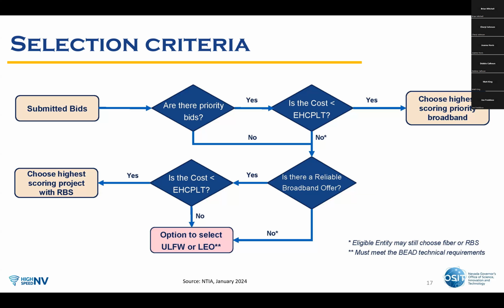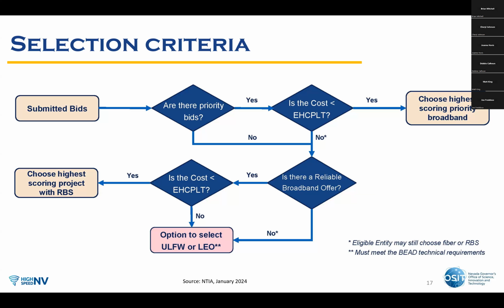If it is within the budget that the state has available for that grant area, that project area, then the state must choose that highest scoring priority broadband application. That is the end-to-end fiber application. If the priority applications are not within the budget or the extremely high cost per location threshold, then the state can consider, is there an application for a reliable broadband service other than fiber, meaning HFC, DSL, or licensed fixed wireless, or hybrid licensed, unlicensed fixed wireless.